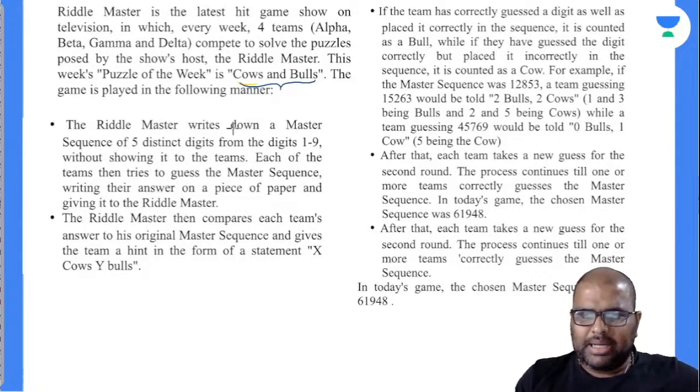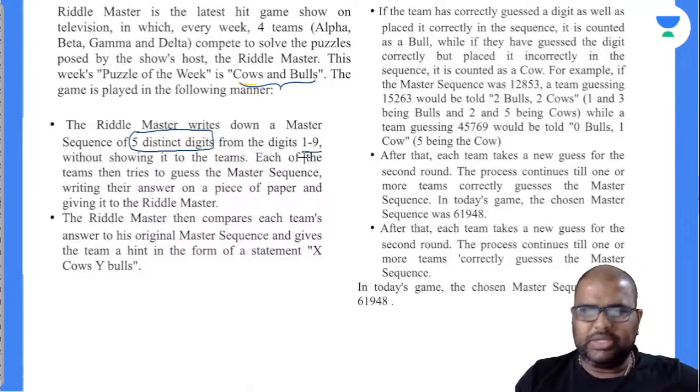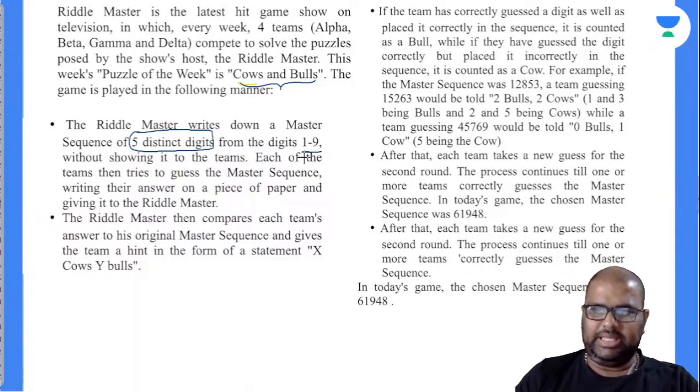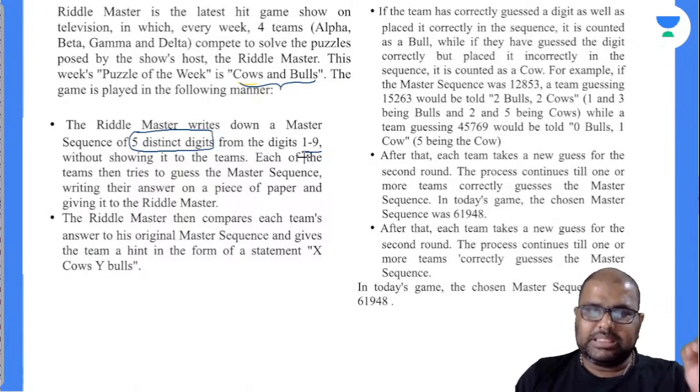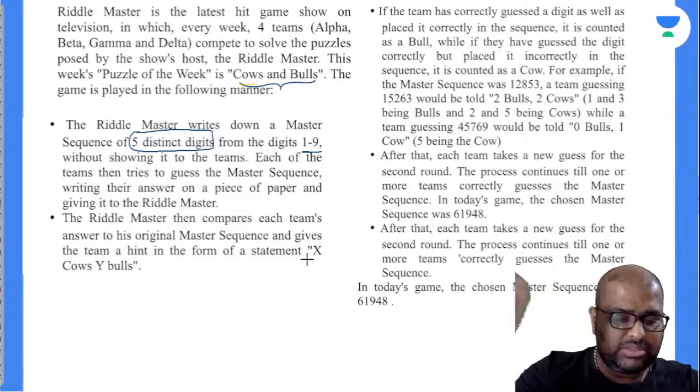So the Riddle Master writes down a master sequence of 5 distinct digits from the digits 1 to 9, so there is no 0, without showing it to the teams. Each of the teams then tries to guess the master sequence, writing their answer on a piece of paper and giving it to the Riddle Master. Second point, the Riddle Master then compares each team's answer to his original master sequence and gives the team a hint in the form of a statement called X cows and Y bulls.